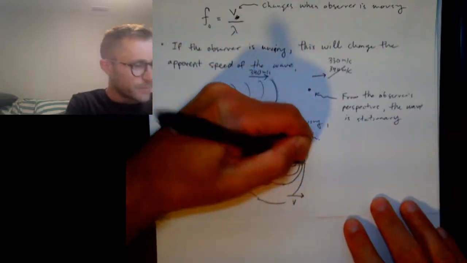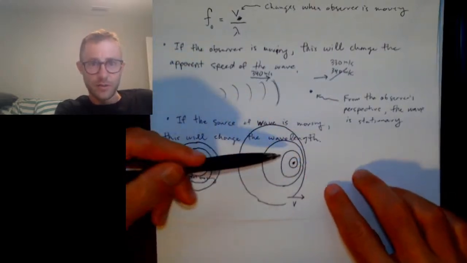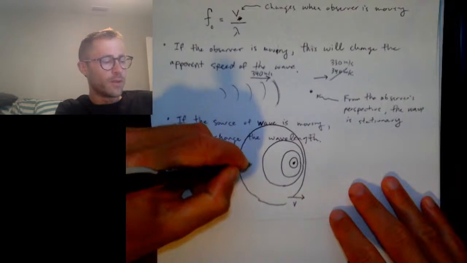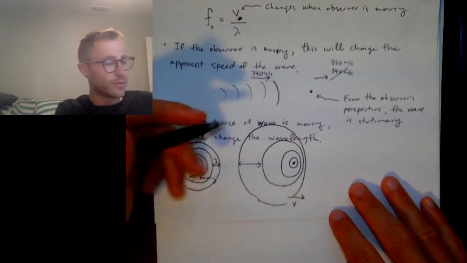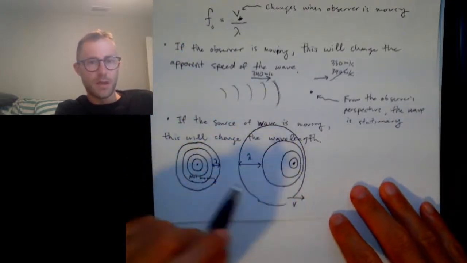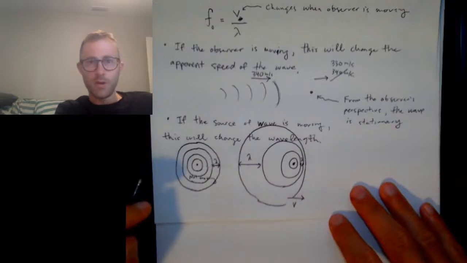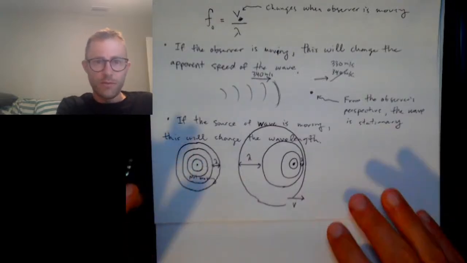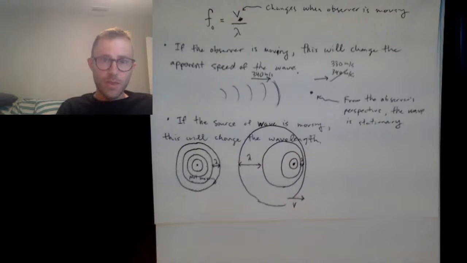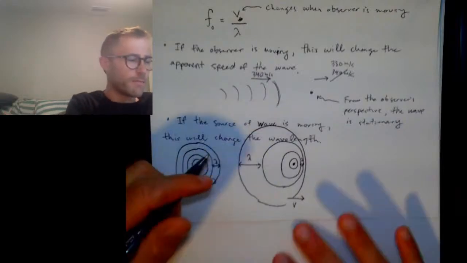Doing my best to draw this. Okay, so the waves are scrunched up on the side that is in the direction the source is moving. So you can see that on the other side, the trailing side of the source, the wavelength is greater than it was before. And on the leading side, the wavelength is shorter than it was before. Okay, so when the source is moving, the wavelength is changing. And that's essentially because the source is chasing after the crest of the wave.